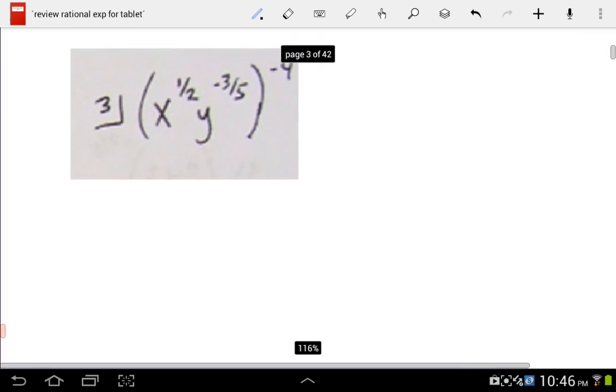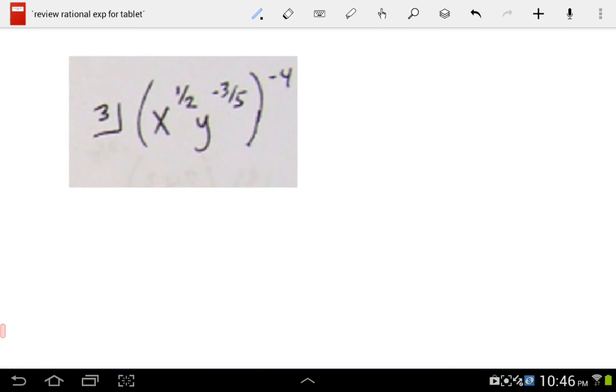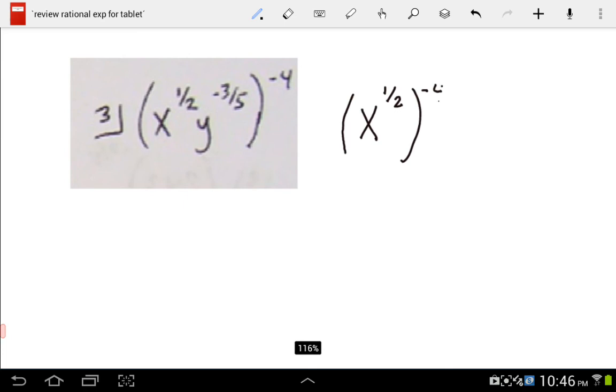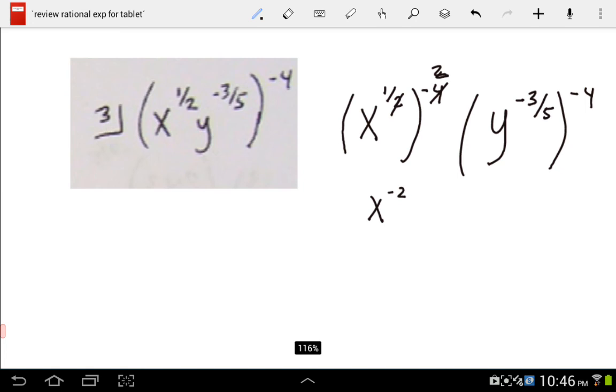Okay, on number 3, now this is another power to a power thing here. When we raise powers to powers, we're going to write these two things separately to the -4th power. Okay, now we can get this to cancel here. We could say 2 is going to go into 4 2 times. So now this will leave me with x to the -2 power. And then on my y's, notice nothing's going to cancel out.